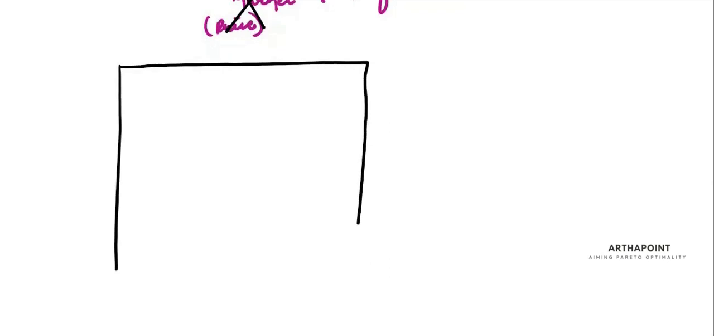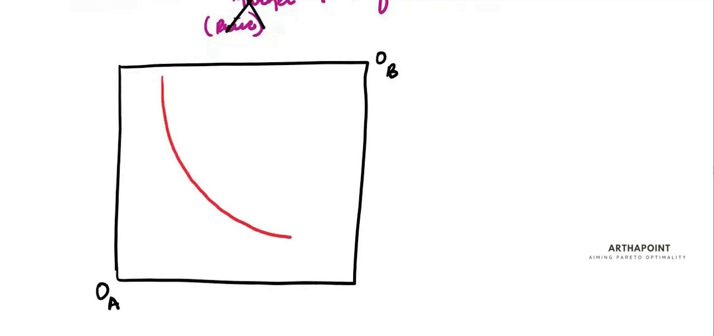So take this example. I draw this Edgeworth box. This is origin of individual A, origin of individual B. And what I do is I make an indifference curve of individual A. And I make an indifference curve of individual B.